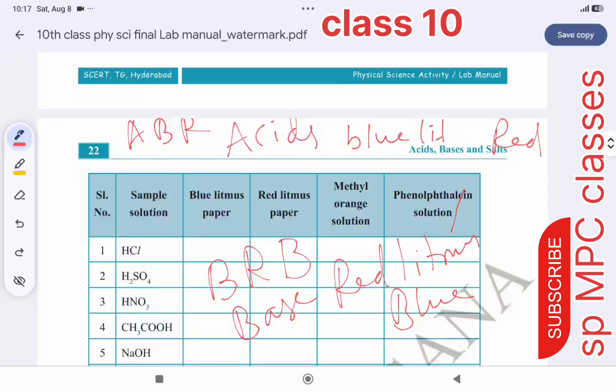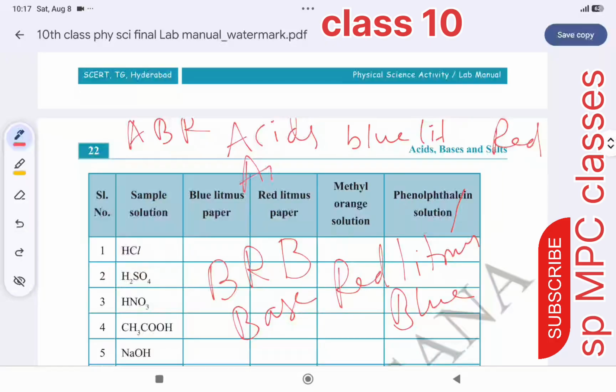Why? Because in examination, instead of acid converts blue to red, many students are writing acid converts red to blue. So in the Ambedkar code, you remember A, B, R: Ambedkar, acid convert blue to red. Bharat Bandh: base convert red litmus to blue. It is enough. What about red litmus paper in acid?